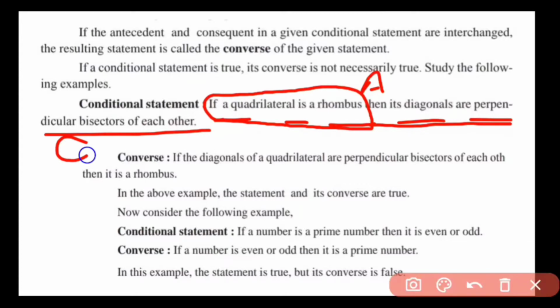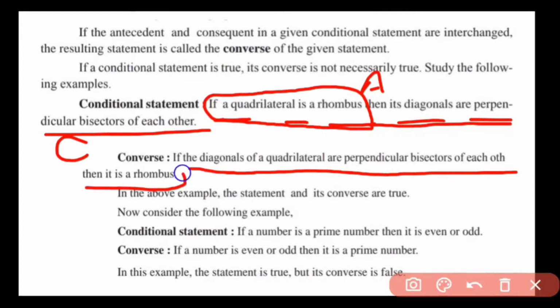Let us see how it is written. The converse is written as: if the diagonals of a quadrilateral are perpendicular bisectors of each other, it has become our antecedent now. Then what will be its answer? What type of quadrilateral will it be? Then it is a rhombus. So it is our answer. In place of antecedent, consequent is written, and in place of consequent, antecedent is written. In this way we have to write the converse.